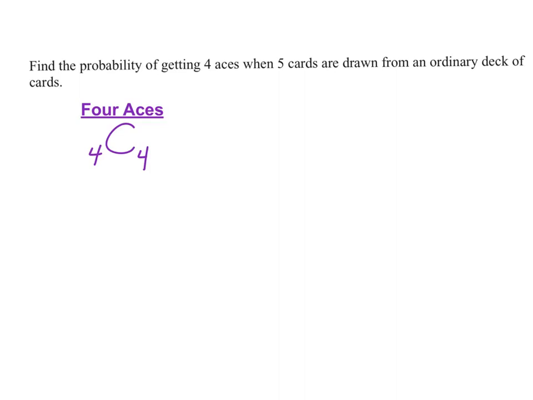We also have the 5th card. We have to choose how many cards now? 1 more. We're choosing 1 more card out of a total of how many? 52. Nope. 48. So this 5th card can't be an ace. So we've taken all the aces out. There's only 48 cards left. And if you wanted to write it as a combination, it would be 48 choose 1, which is 48.